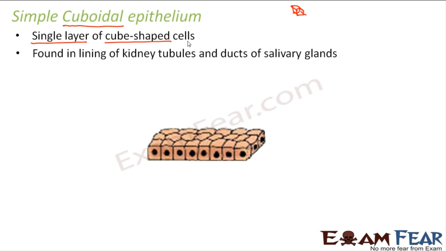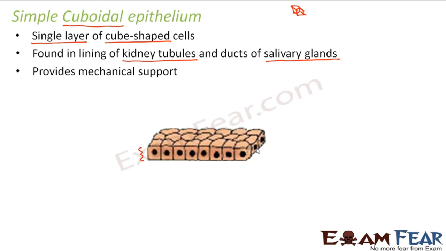Where are they found? They are found in the lining of kidney tubules and ducts of salivary glands. So these are the places where this kind of epithelium is found. If you look at the picture, you can get an idea about how they look. You see small cubes arranged together to form this simple cuboidal epithelium. Now, why are they present in kidney tubules and salivary glands? There has to be a reason.